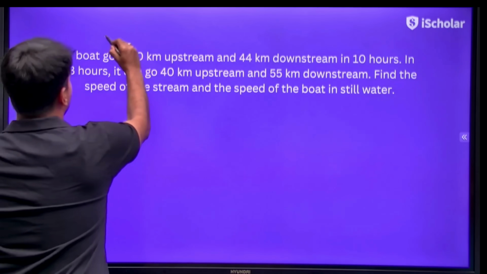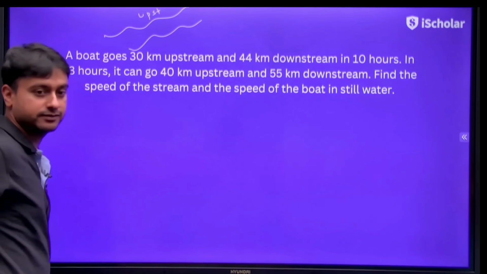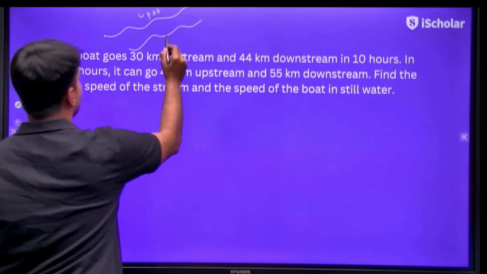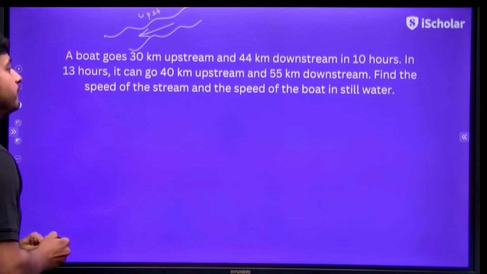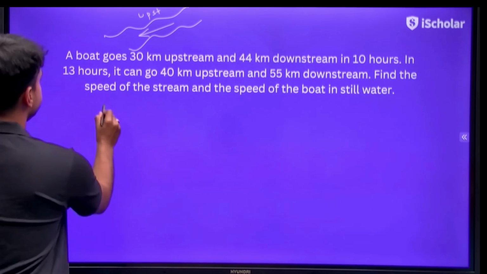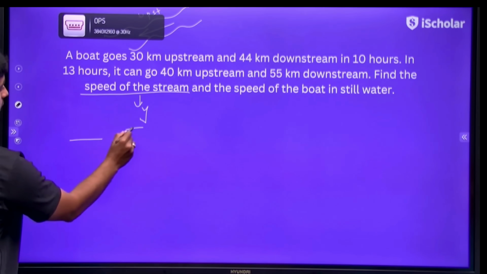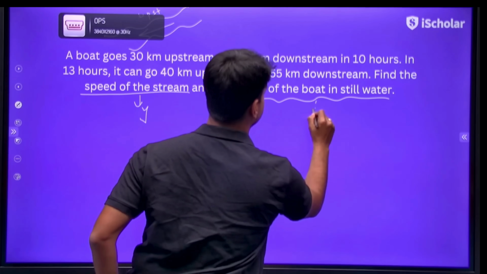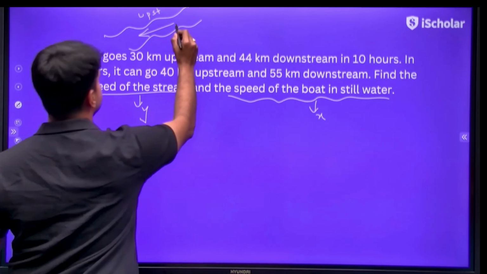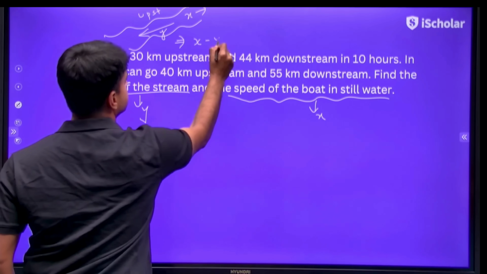Now if we are going upstream, guys, water obviously flows downstream, right? So we have to find the speed of stream. Let's take it as y. Speed of stream will be taken as y, and let's suppose speed of boat in still water is x. So when we are going upstream, this is our x and the water is flowing y. So effective speed would be x minus y.